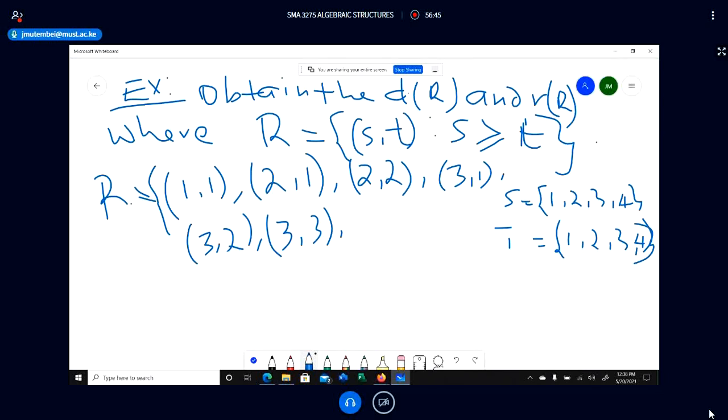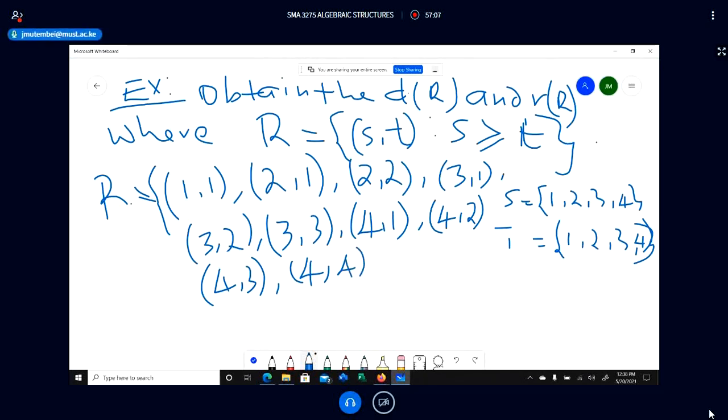4, 1. Then 4, 1 will belong there. 4, 2 will belong there. 4, 3. Again, 4 is greater than 3. And also 4, 4, because 4 is equal to 4. So those are the pairs that I will have in my R. Those are the ordered pairs we have in R.